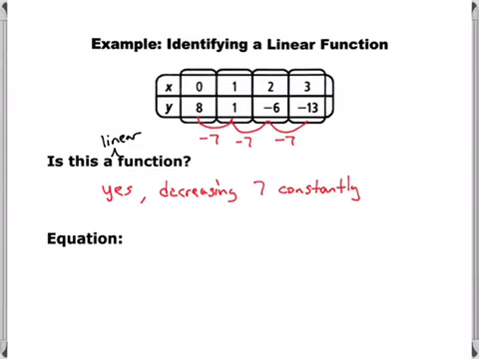So now we have to write our equation. Well, once again, we start with our dependent variable equals our constant of change with our x, and then we determine, all right, if we plug 0 in here, 0 times negative 7 is 0, and in order for that to get to 8, we need to put a plus 8 here. So our equation becomes y equals negative 7x plus 8.